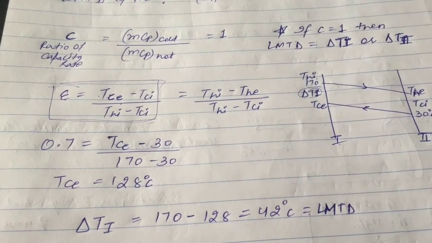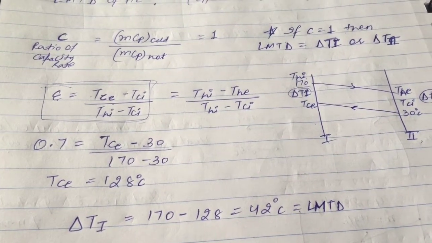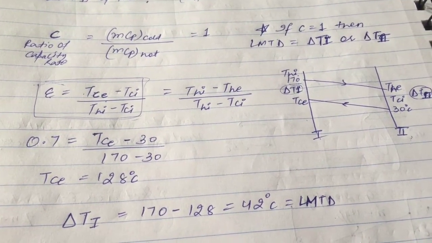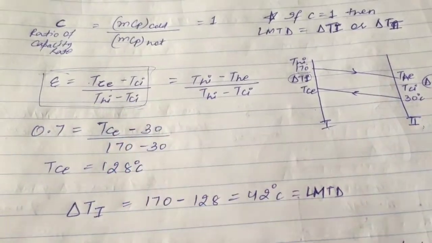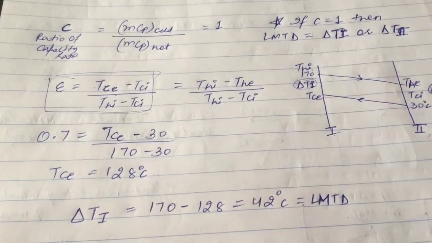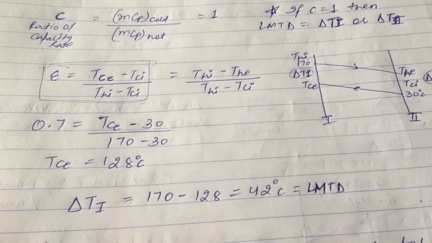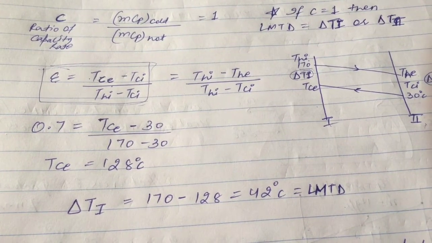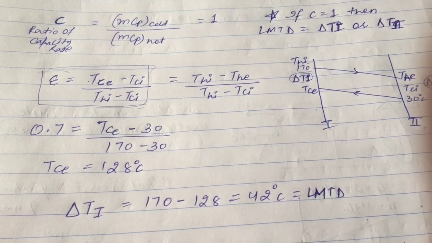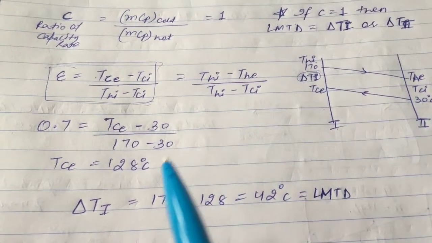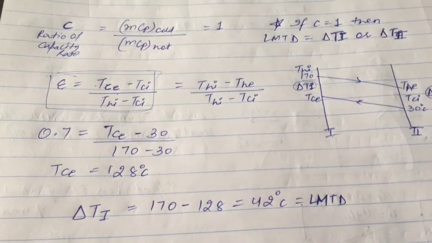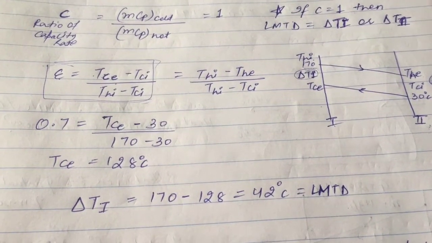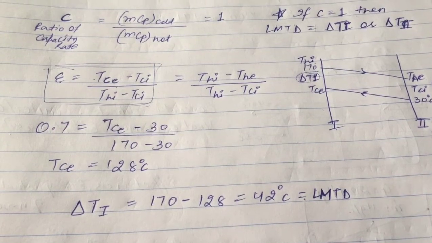Effectiveness is given as 0.7, and we know Tci, inlet temperature of cold fluid, and inlet temperature of hot fluid. So putting in the values, we get our exit temperature of cold fluid, and from there we can calculate our temperature difference for end 1. Tce comes out to be 128, and temperature difference for end 1 comes out to be 42 degrees Celsius, which is nothing but our LMTD.